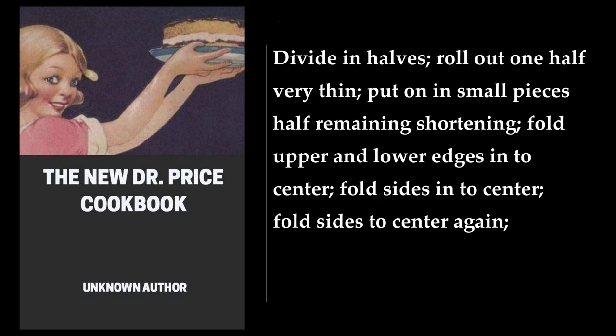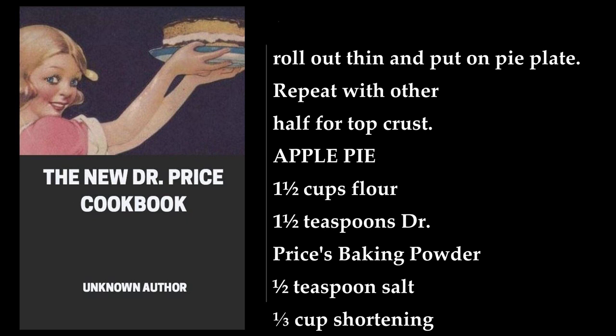Divide in halves, roll out 1/2 very thin, put on in small pieces 1/2 of the remaining shortening, fold upper and lower edges into center, fold sides into center, fold sides to center again. Roll out thin and put on pie plate. Repeat with other 1/2 for top crust.